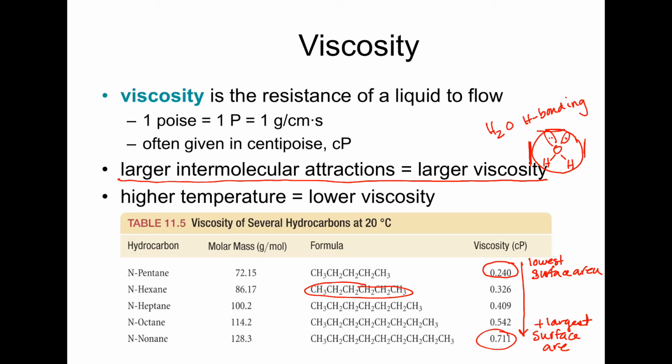So when you think about viscosity, it's true that in general, larger viscosity would mean stronger intermolecular forces, but that's only true if you're comparing two molecules that have the same surface area and you're trying to explain their viscosity difference based on intermolecular forces. So you can only say that larger intermolecular attractions equals larger viscosity if the two things you're comparing have about the same surface area.